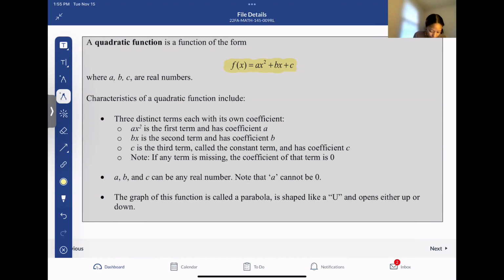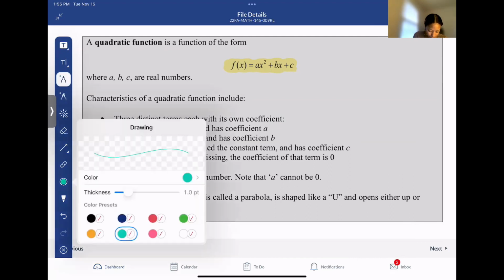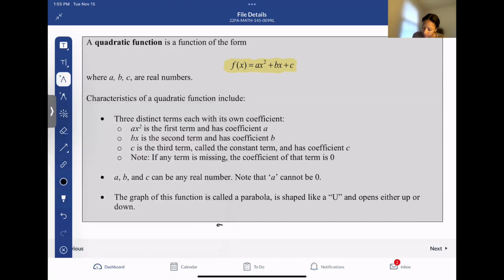So some examples of what quadratic functions might look like: something like f of x equals 2x squared plus 5x plus 3. That's a quadratic function. Or g of x equals 2x squared plus 5x. Maybe we don't have a constant. That's still a quadratic function.